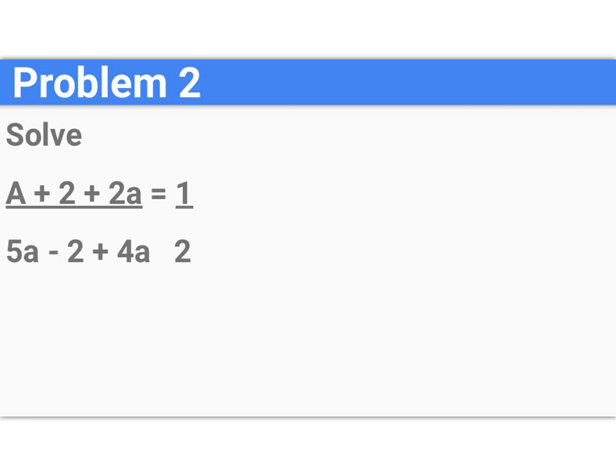Okay, so now we have this situation. So what I'm going to do is cross multiply. So I'm going to use a proportion trick. I did not do that before, but I'm going to do that now. So I'm going to put 2 times a plus 2 plus 2a equals 1 times 5a minus 2 plus 4a.